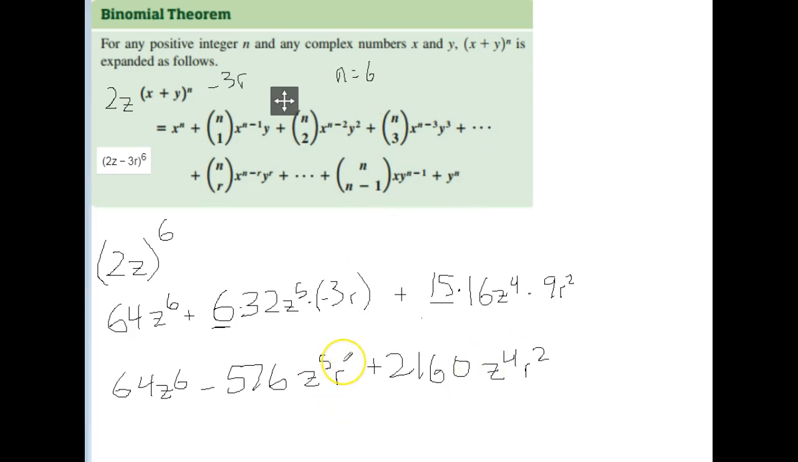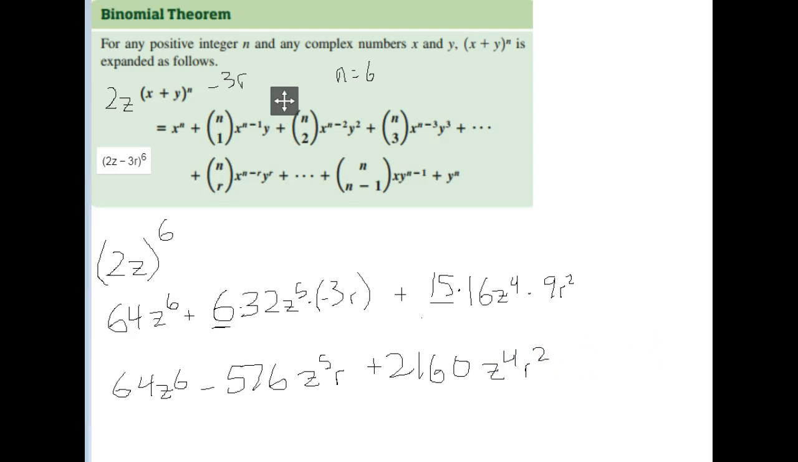You'll notice the exponents always add up to whatever n is. That's one way to check your work. We start off with just a 6, then we have a 5 and a 1 equals 6, a 4 and a 2 equals 6. The next one will be 3 and 3, and they'll always add up to 6.